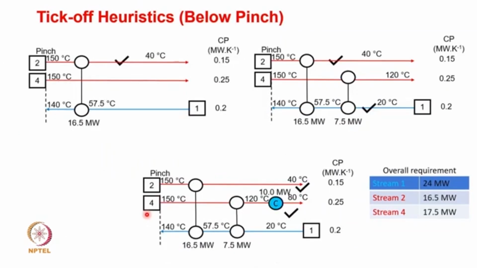In a similar way, when we do an analysis below pinch, there are 3 streams: stream 1, which has a 24 megawatt requirement, stream 2, which has 16.5 megawatt, and stream 4 having 17.5 megawatt. So, we take the smallest power required stream, which is stream 2 here, and take out stream 2 and supply it to stream 1, which would be 16.1 megawatt. As a result, stream 2 is checked out, and you take stream 4 now.